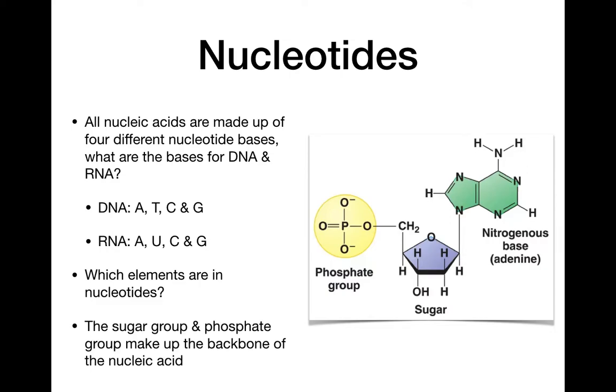The sugar group and the phosphate group together make up the backbone of nucleic acid. So these two together are connected into a long chain to make up the backbone, either of single-stranded RNA or double-stranded DNA. And nitrogenous bases, they're what communicates the message.